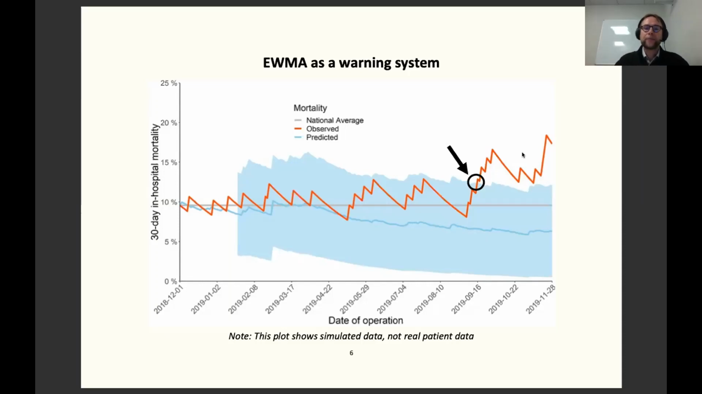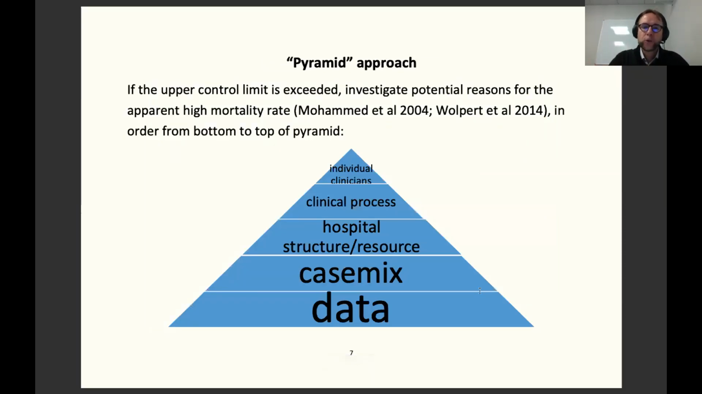But of course, it's not the case that you should just assume that a signal like that is a false alarm. So the recommendation is to view getting an alert like this as an opportunity to investigate what's going on, as a nudge to investigate and to check different possibilities of what might be going on according to this pyramid model, going from the bottom to the top. The first thing you would check is, are my data actually correct?